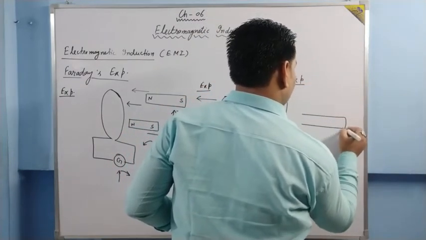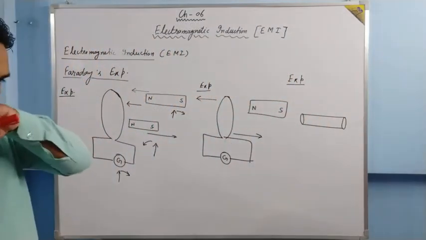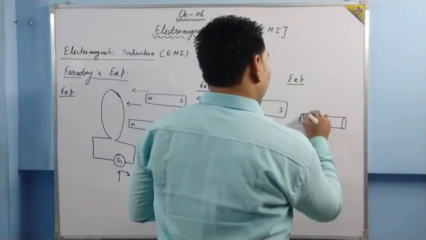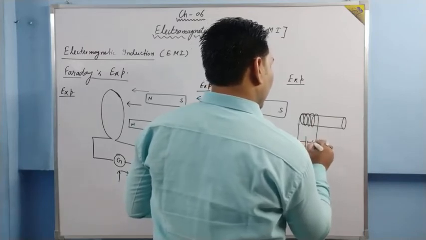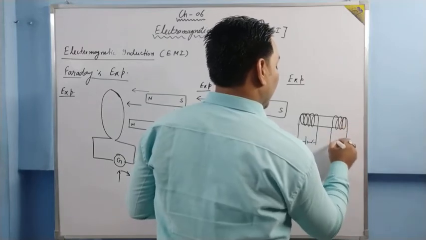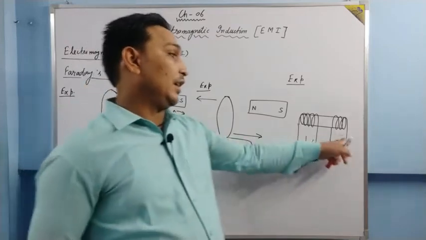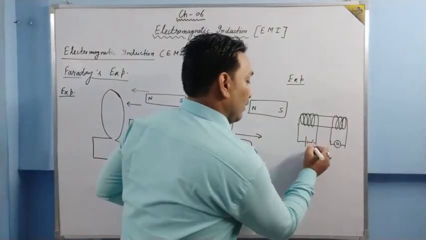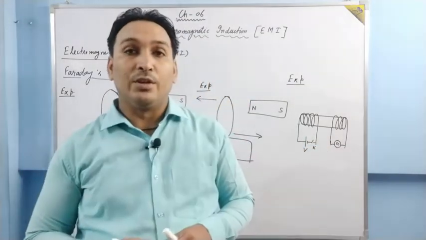A solenoid is there. On the solenoid, one wire is wound over here, connected to a cell and a key, and another wire is wound over here, connected with a galvanometer. There is no connection between this and this. But what we have observed is that when we turn this key on, there is a momentary deflection in the galvanometer.